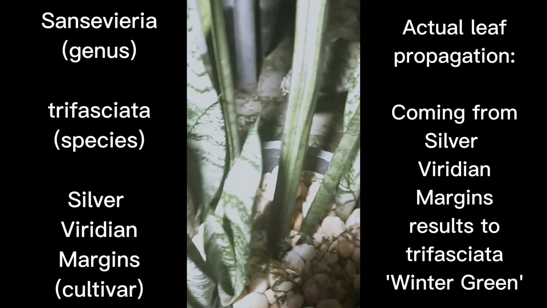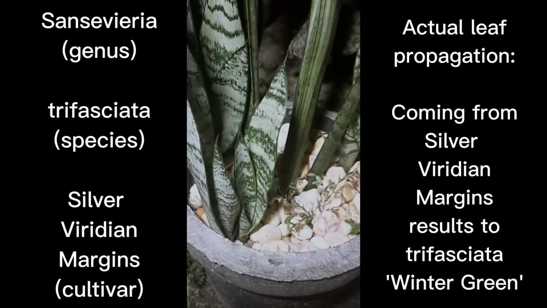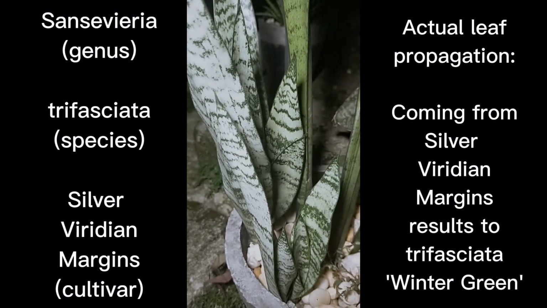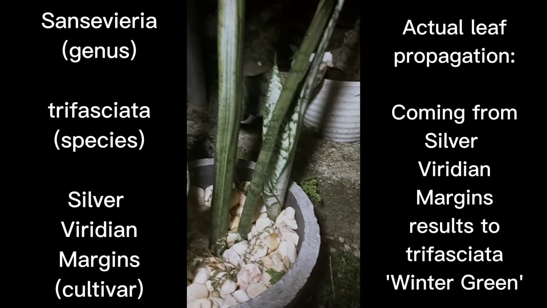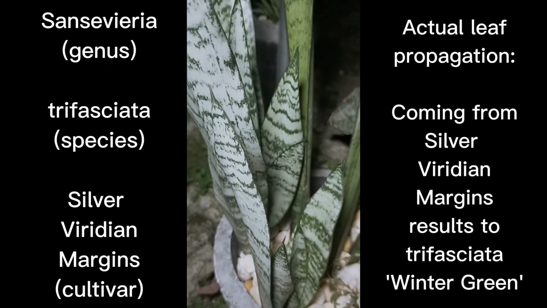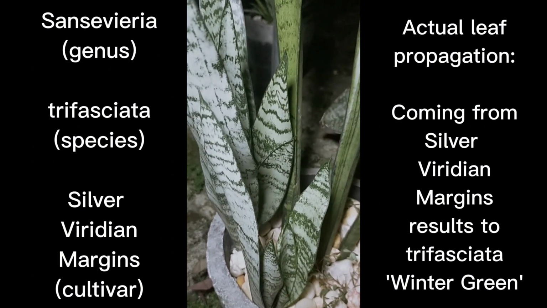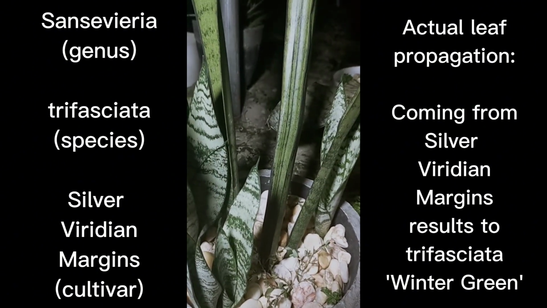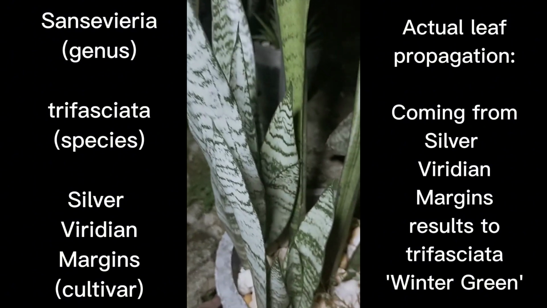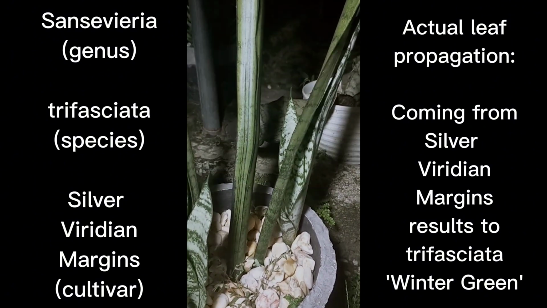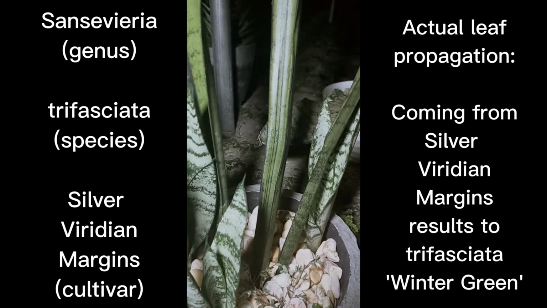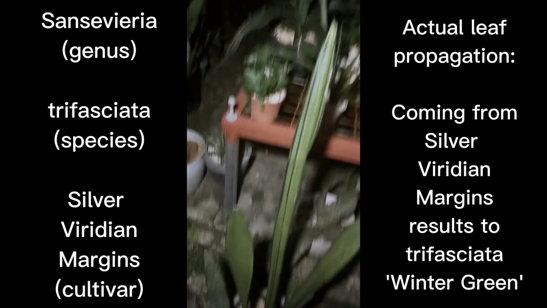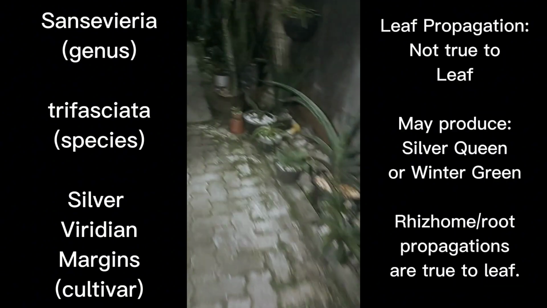They're not true to leaf. I'm sorry about that. Those are the results: a very, very whitish base coloration, and I think they are what we call Sansevieria trifasciata Wintergreen. So, folks, just an FYI, you can get Sansevieria trifasciata Wintergreen from my cultivar, which is Sansevieria trifasciata Silver Viridian Margins. Alright, so we're going to go on a quick tour of the garden.